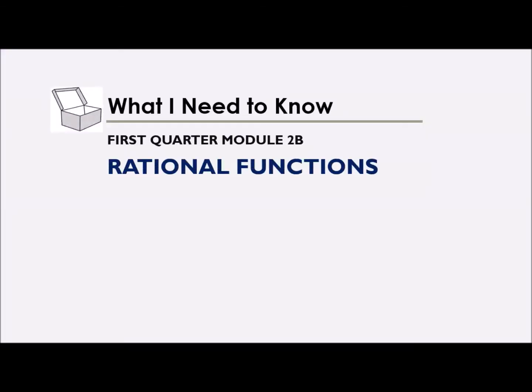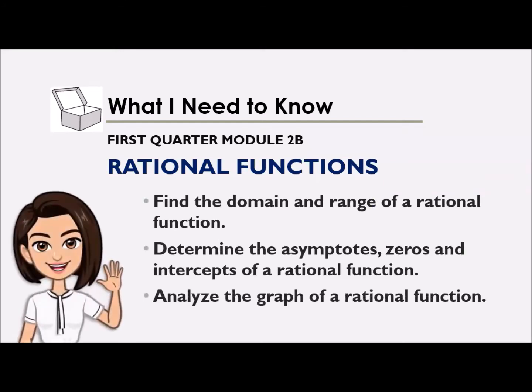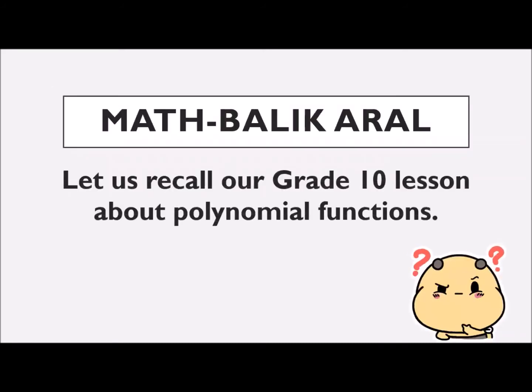Our objectives for this video lesson are: find the domain and range of a rational function, determine the asymptotes, zeros, and intercepts of a rational function, and analyze the graph of a rational function. Before we proceed to these objectives, let us first recall our grade 10 lessons about polynomial functions.